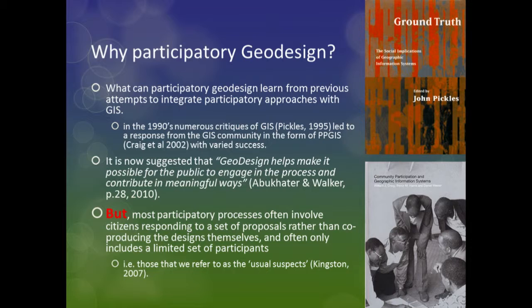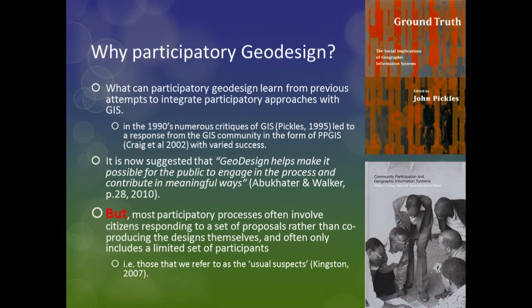geodesign? So you may be familiar with these two books. If not, I would recommend you go off and read them at some point. Ground Truth, the book by John Pickles in the mid-90s, was quite critical of GIS. GIS was this evil tool that gave lots of power to those people that already had lots of power, and it was doing evil things and supporting decision-making and was not something that was useful for the community.